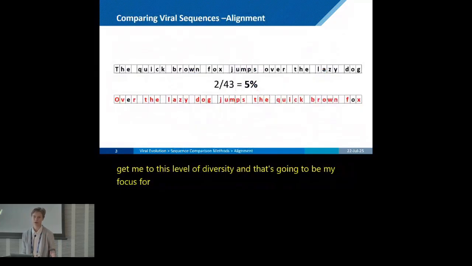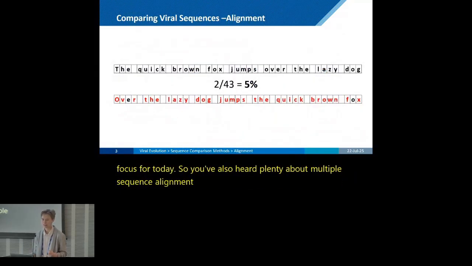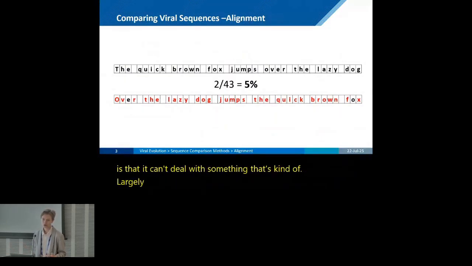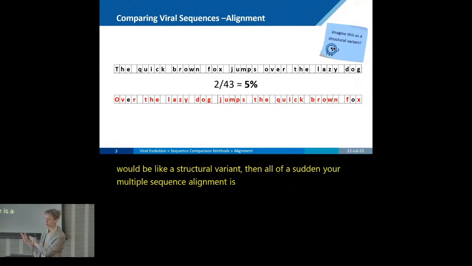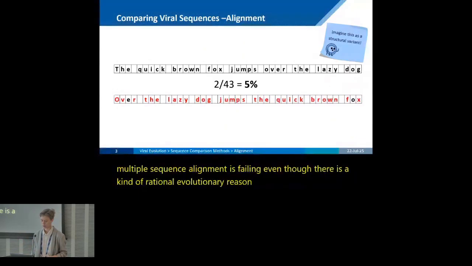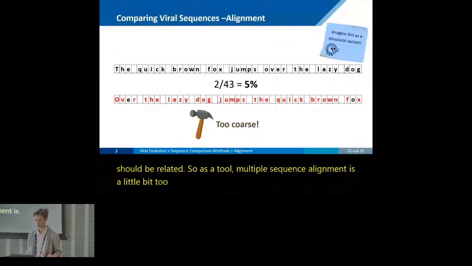So you've all also heard plenty about multiple sequence alignment, but the main problem with it is that it can't deal with something that's largely complex. So if you have something like this, which would be a structural variant, then all of a sudden your multiple sequence alignment is failing, even though there is a rational evolutionary reason why these two things should be related. So as a tool, multiple sequence alignment is a little bit too coarse for the kind of problem that I'm trying to solve.